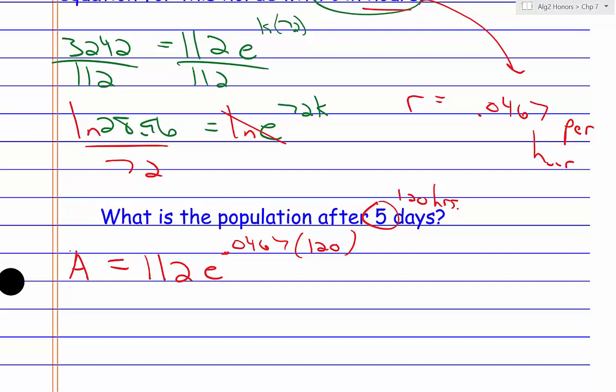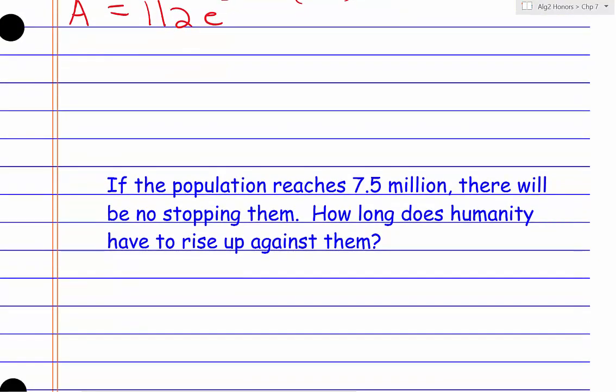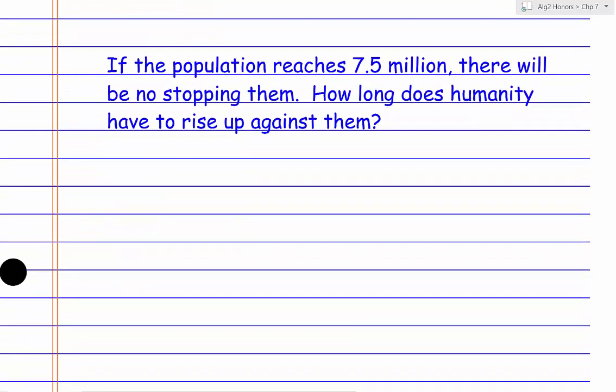And of course, if you know anything about Mr. Jansen and his love of zombies, he wants to know, and is always prepared for, the actual uprising. If the population reaches 7.5 million, there would be no stopping them. Okay. How long does humanity have to rise up against them? So some of the information that we already have is that they started with 112. Doesn't seem like a big number. It seems like we should be able to handle that. They're growing at 0.0467. We want to know how much time do we have. So I'm going to use parentheses here. Not really necessary, but I'm going to show that we are multiplying until we reach 7.5 million.